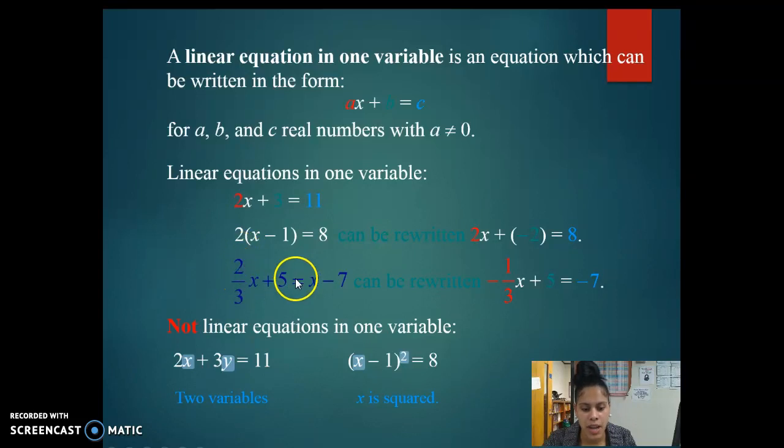2/3 x plus 5 is equal to x minus 7. It can also be written as negative 1/3 x plus 5 is equal to negative 7. Not a linear equation in one variable: 2x plus 3y is equal to 11, that's two variables. And (x minus 2) squared is equal to 8, because x is squared.